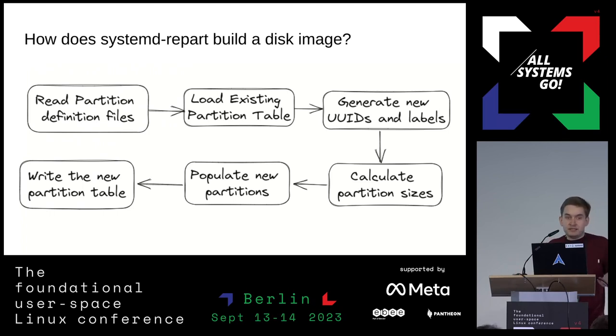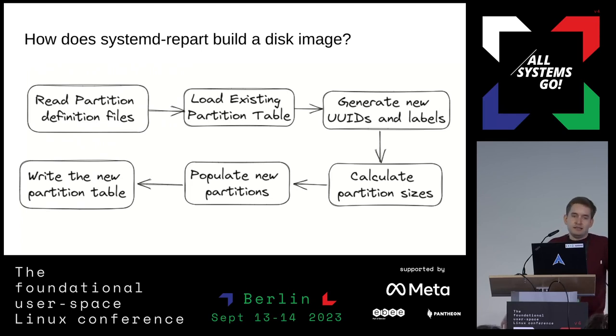It loads the existing partition table to be able to take that into account. So it can run on an existing block device with a partition table there. It takes that into account; it doesn't just override it. Then it looks at the configuration. It generates a bunch of UUIDs for new partitions. It derives file system UUIDs and labels and everything you want. Then it calculates the partition sizes that are required.